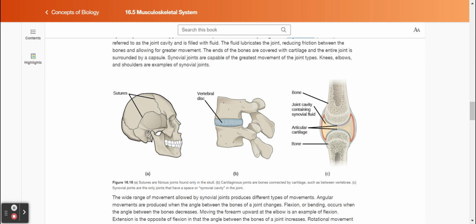Figure 16.16. A. Sutures are fibrous joints found only in the skull. B. Cartilaginous joints are bones connected by cartilage, such as between vertebrae. And C. Synovial joints are the only joints that have a space, or synovial cavity, in the joint.